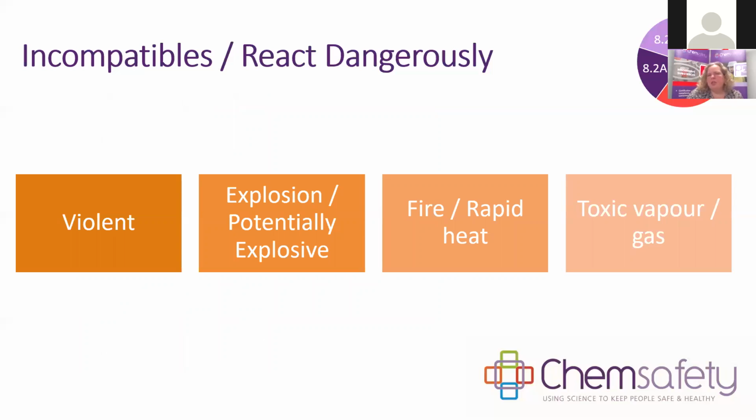The regulations don't define what they mean by react dangerously, but it is defined in the Australian and New Zealand standards for the storage of toxic substances and the one for corrosive substances. And these standards are invoked as a means of segregation in the regulation. So this is why we bring the definition in from the standards there. So something reacts dangerously if the reaction is violent, if it produces an explosion or a potentially explosive situation, if it produces fire or rapid generation of heat, or if it produces a toxic vapor or gas.